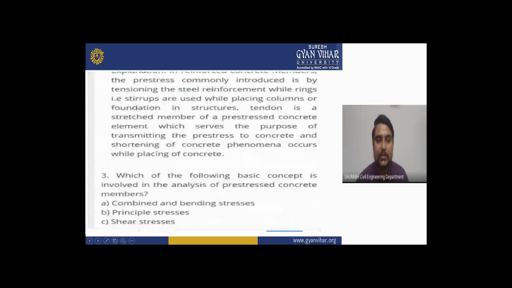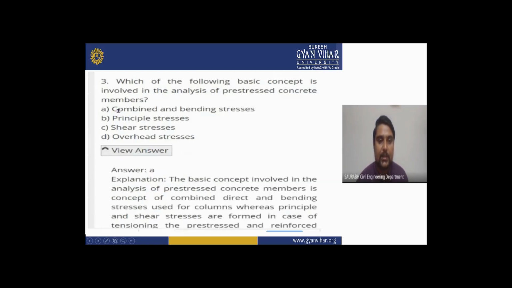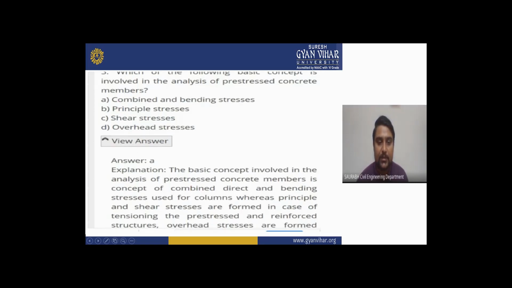Now come to the next question. Which of the following basic concepts is involved in analysis of pre-stressed concrete? Options are given here: combined and bending stress, principal stress, shear stress, overhead stress. So here right answer will be A, combined and bending stress. And there is also an explanation which is given here.